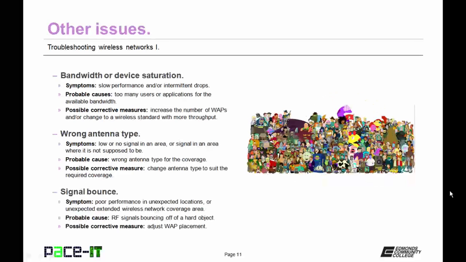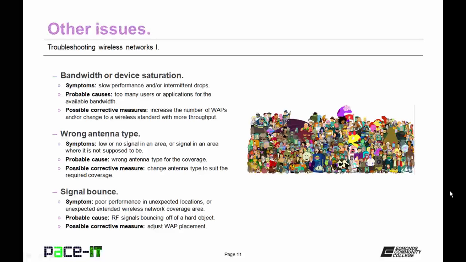Bandwidth or device saturation can also become an issue. The symptoms include slow performance and/or intermittent drops. The probable cause is that there are too many users or applications for the available bandwidth. Possible corrective measures include increasing the number of wireless access points and/or changing to a wireless standard with more throughput.